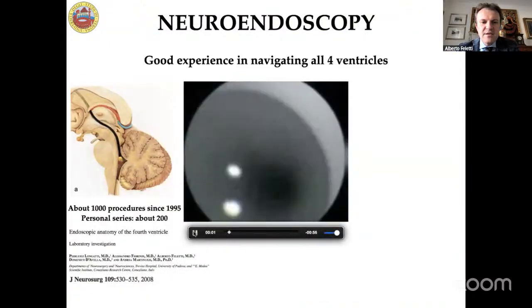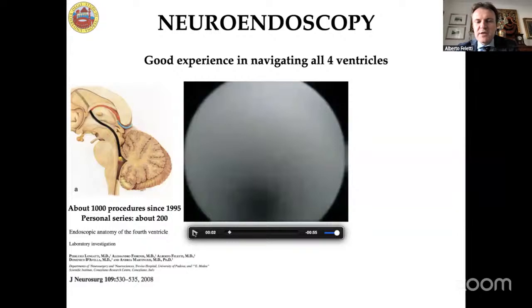So nowadays we are able to see this anatomy from inside and in vivo through a small burr hole, which is usually placed in the frontal area of the skull. We can obviously use rigid scopes, but also flexible scopes. And what I'm going to show you today is the anatomy seen from a flexible endoscopy perspective.